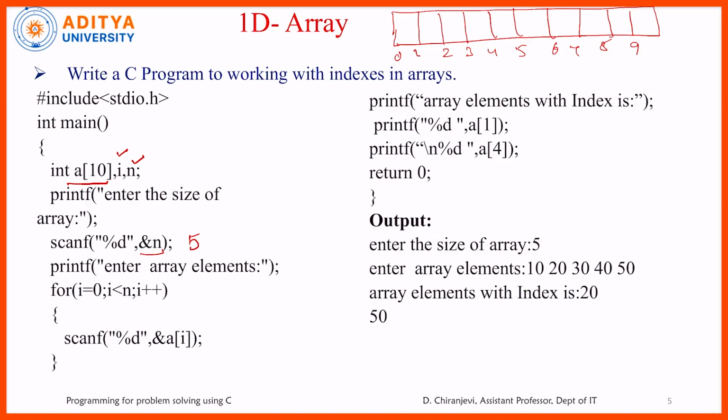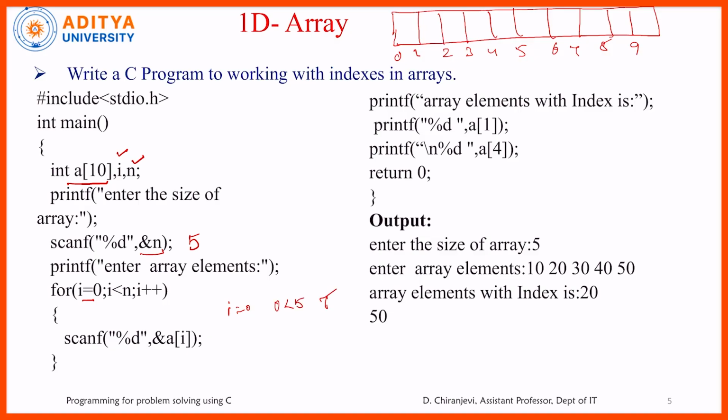Now in an array you can read from the first index, that is 0. So the I value is initialized to 0. Here also you have started with I equal to 0. Now I less than n, 0 less than n, so 0 less than n, this is true.